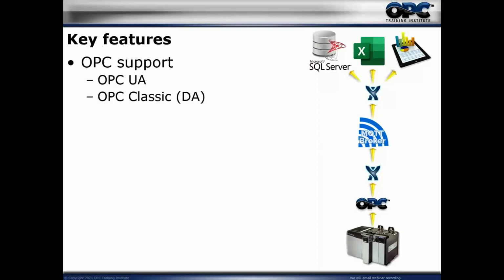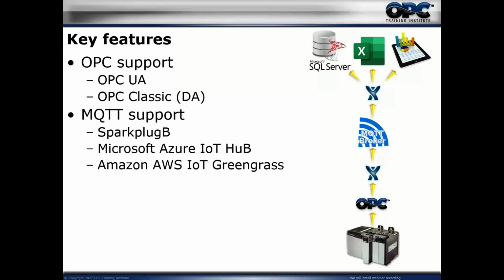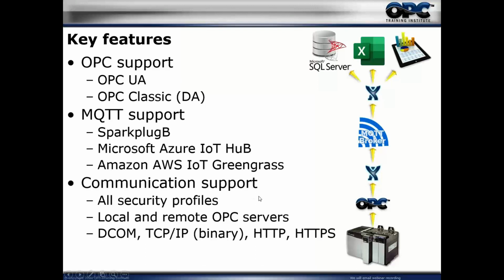So what are we talking about here? Number one, support for OPC, whether it's OPC Classic or OPC DA, UA, or MQTT. For MQTT support, again, very, very important: SparkplugB. Without SparkplugB, you don't really have much with MQTT. It's just a bunch of data and there's no structure to it. Sending out data to Microsoft Azure or Amazon AWS Greengrass.